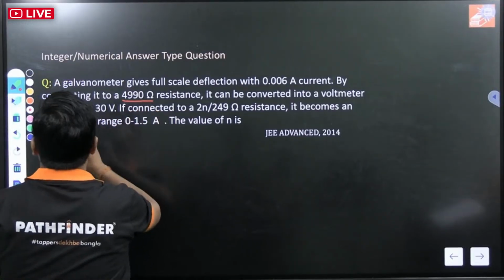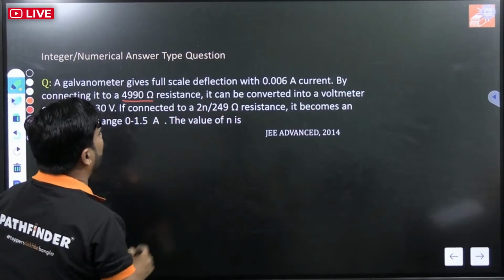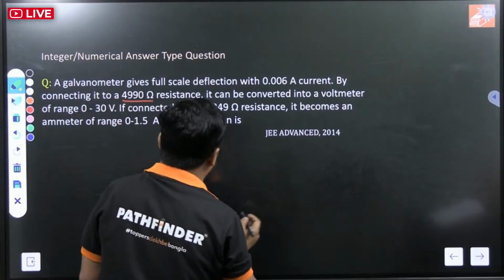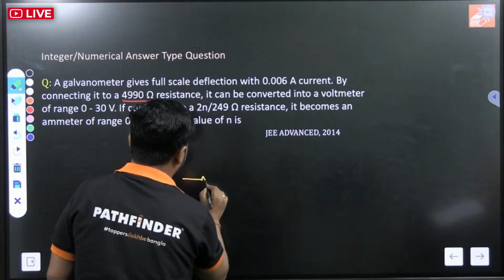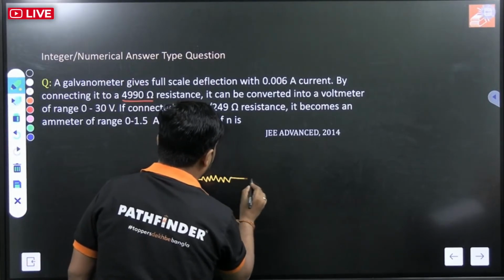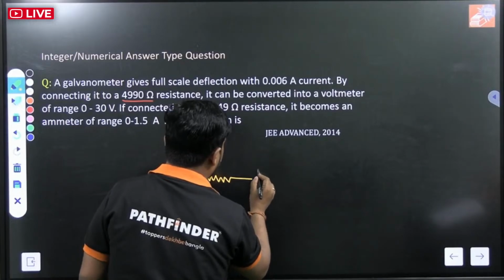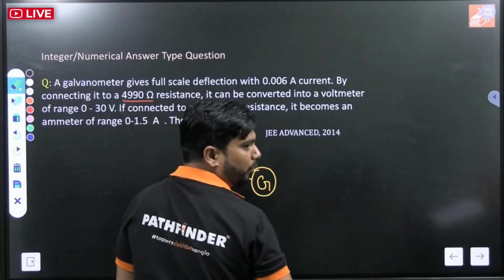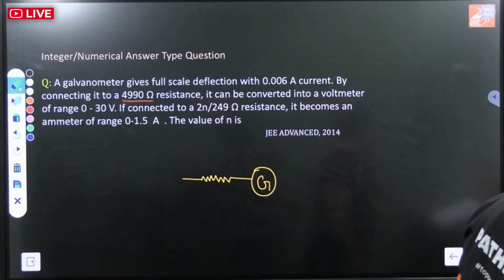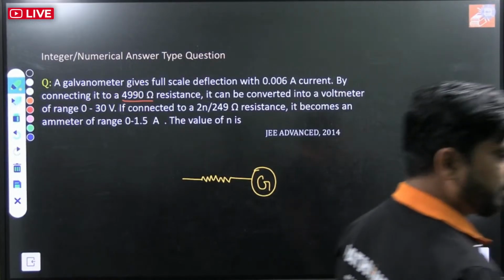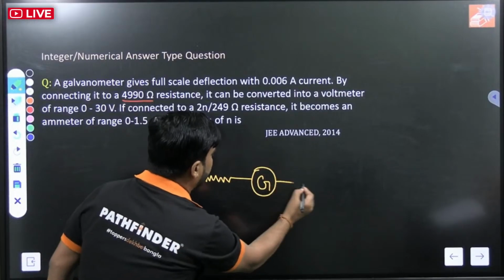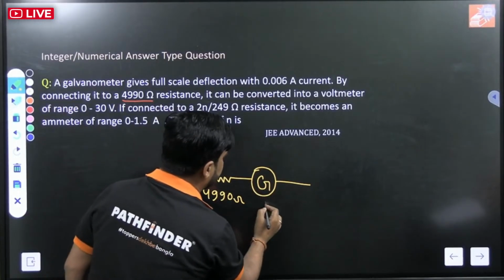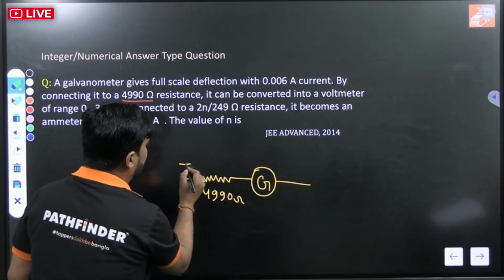When you are connecting it to 4990 ohm resistance, it becomes a voltmeter, right? So to make it a voltmeter, what do we need to do? We have to connect it. This is your galvanometer, and you are converting it to a voltmeter, right? So when you are converting it, this resistance is 4990 ohm, and this resistance, let us assume, is G only, and current I is flowing.